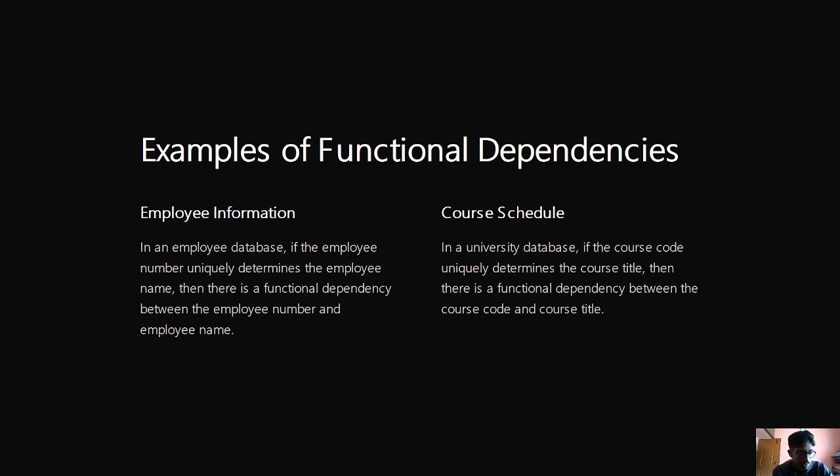Course code and course title. In a table containing course information, if the course code uniquely identifies a course, then knowing the course code uniquely determines the course title. Each course code corresponds to only one course title. Employee ID and project ID. In a table recording employee project assignments, if an employee works on only one project at a time, then the combination of employee ID and project ID uniquely determines the hours of work by the employee on that project. Zip code and city or state. In a table containing zip code information, if zip code uniquely identifies the geographical area, then knowing the zip code uniquely determines the corresponding city and state.